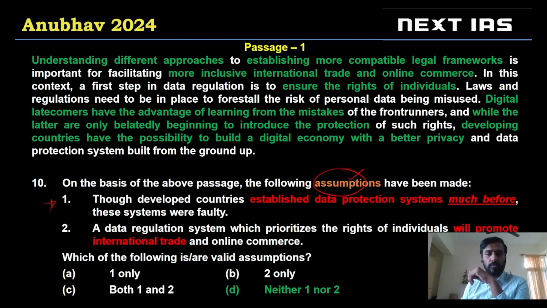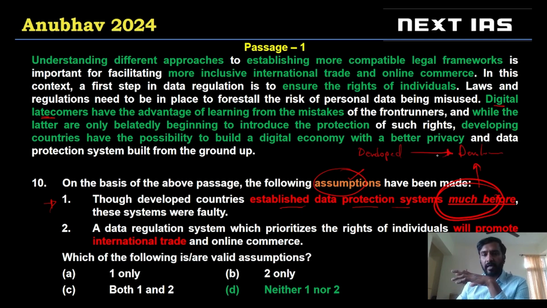Here, statement one: though developed countries established data protection systems much before. If you notice, we are told there are digital latecomers, countries who are late to this sort of digital revolution, and there are countries who have started this digital revolution. But we don't know what the time frame is. Much before tells us it's vague. We don't even know, let's say, developed versus developing, right? We don't know the time frame in terms of the digital divide.